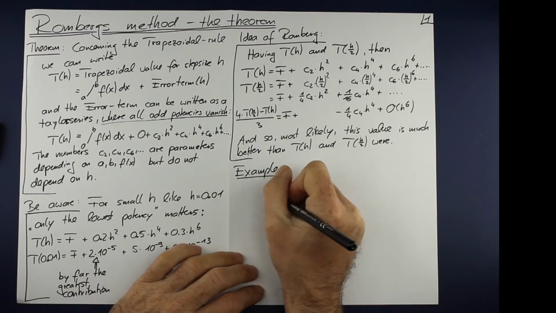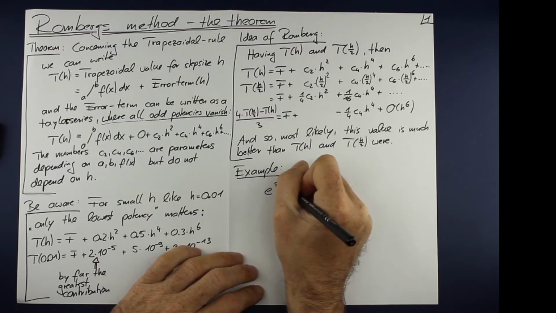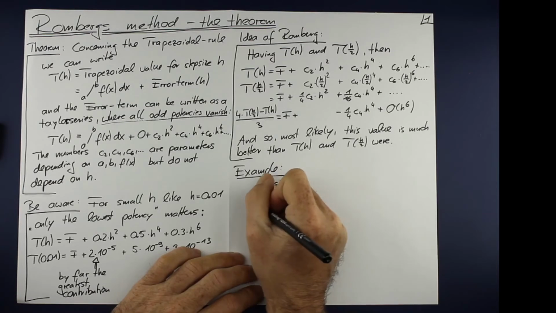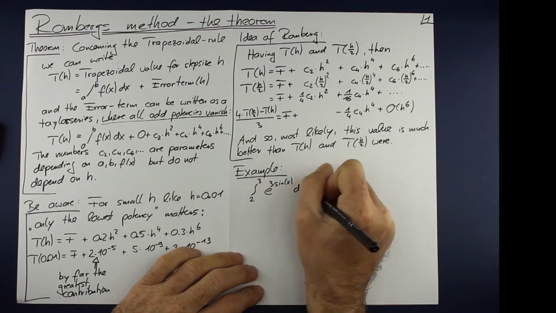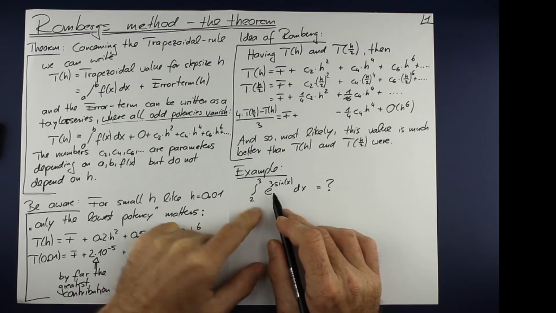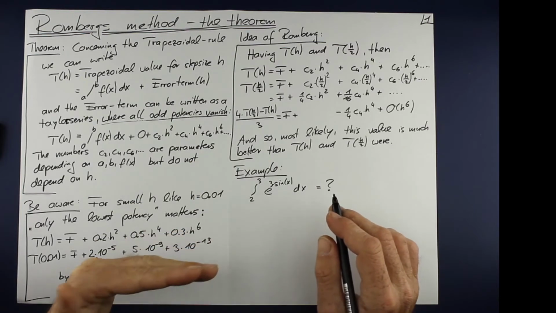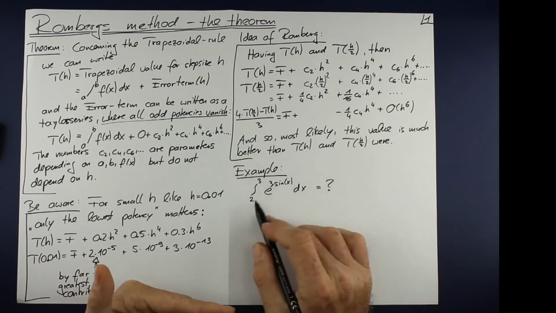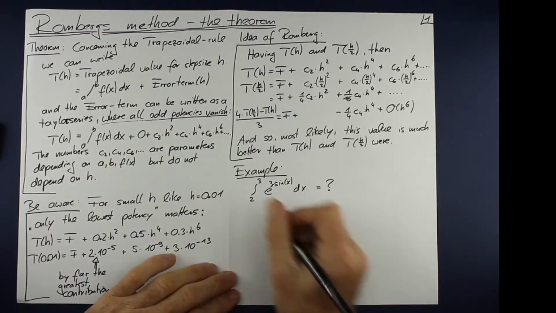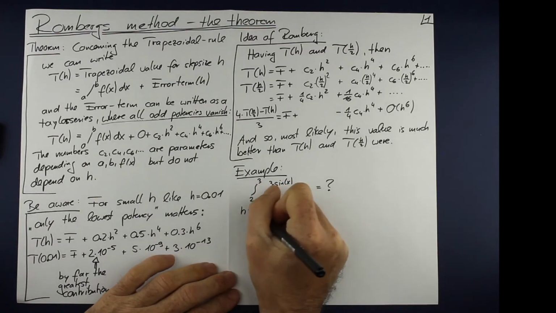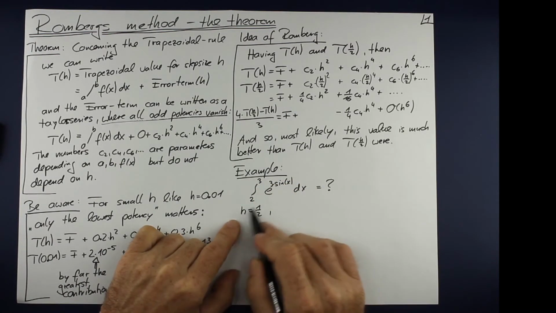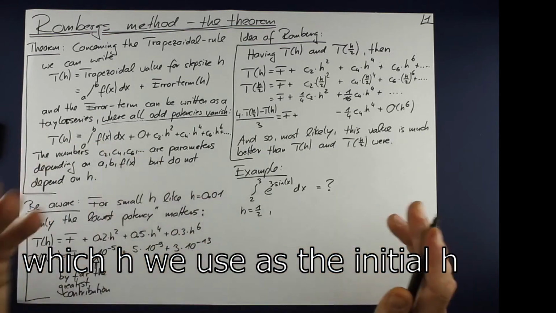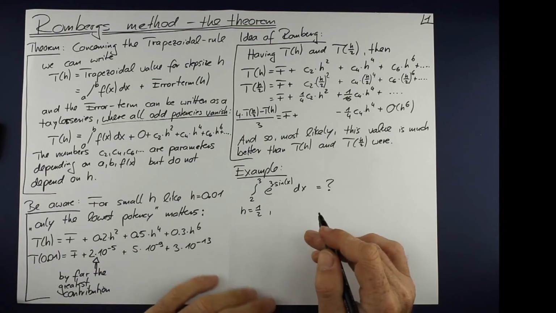Let's talk about the function e to the power of 3 times sine x, and let's integrate from 2 to 3. And if we are interested in that value, we apply the trapezoidal rule. Let's choose an initial h. Which initial h shall we use? Let's say we start with h is a half. It is not important which h we use. For this example, we use h is a half. You can also use h is a tenth or whatever.